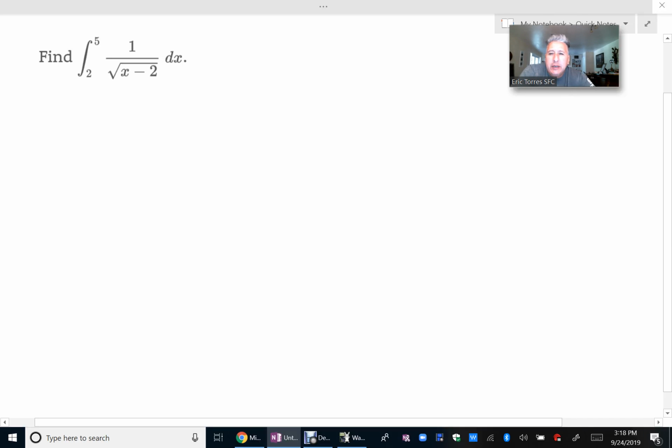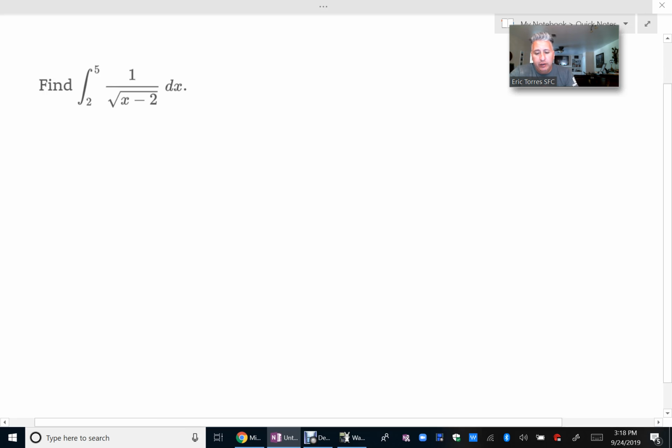Okay, so take a look at what we have here. We've got f of x is equal to 1 over the square root of x minus 2. So when x equals 2, I end up with a 0 in the denominator. So this function is not defined at 2. I have a vertical asymptote at 2. That makes this a type 2 improper integral.